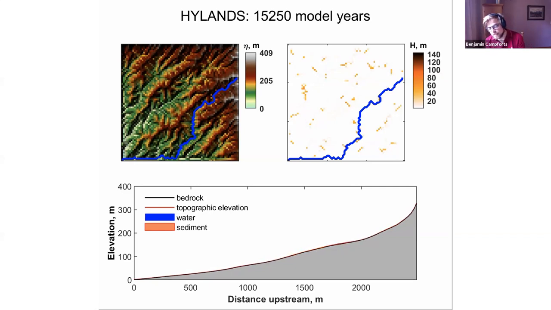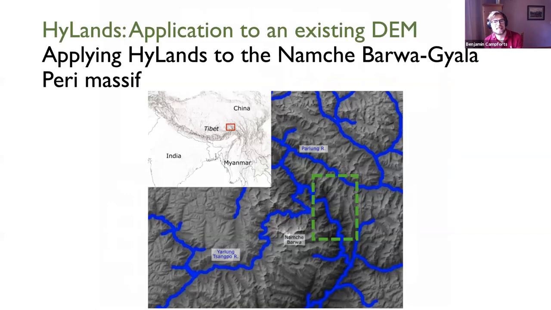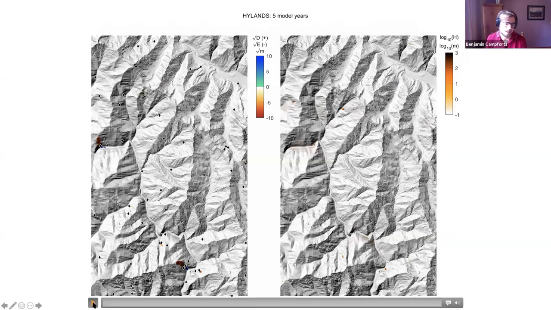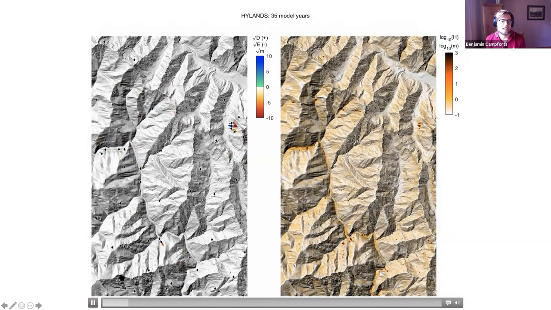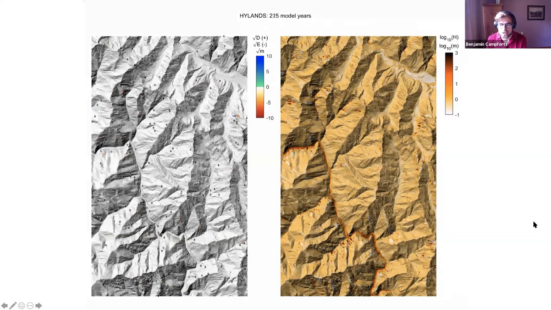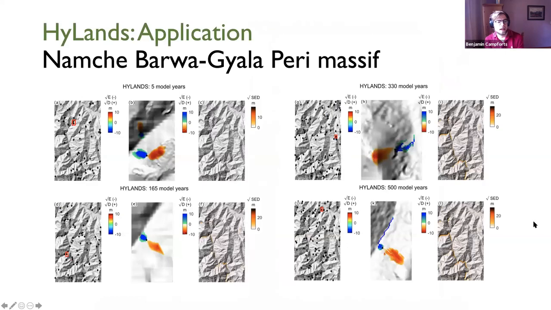Something else I want to highlight is that you can use actual DEMs to feed into Highlands. We did that for the Namche Barwa region in Tibet, China. Here you will see, again, landslides being formed on the left-hand side, the black diamonds. The red areas represent erosion and the blue ones represent deposition. In the right-hand figure, you see sediment being accumulated through time as a consequence of this landslide activity. If you look at this in time snapshots, you see something like this. Again, the red colors represent the area of the landslides, and the blue colors represent deposition.